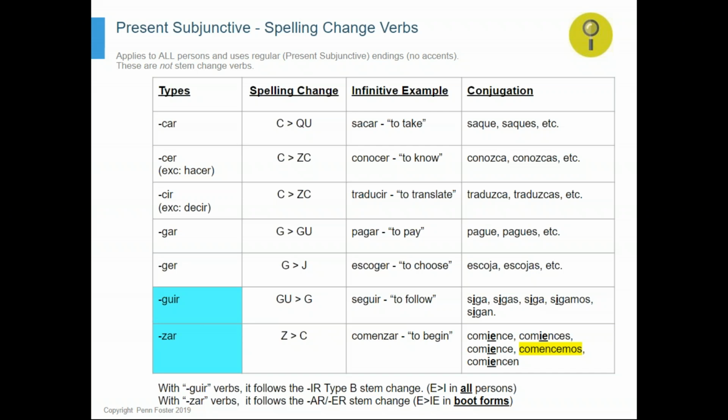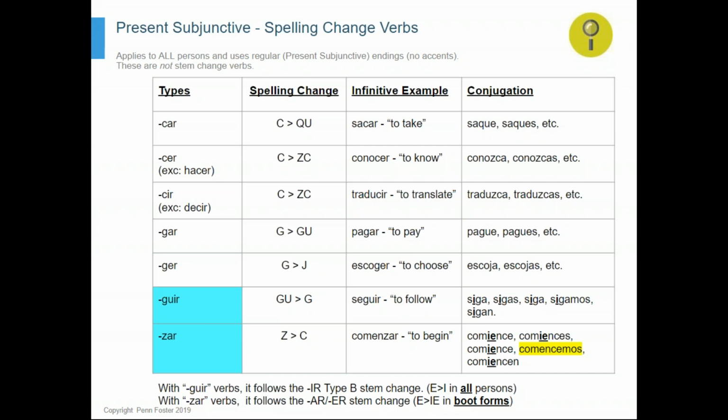And then the 2 that are in that light blue color are just like jugar. Okay, they have 2 things going on, both a stem change and a spelling change. So the spelling change is shown to you here on this chart: GU changing to G, removing the U, and Z changing to C. But what you can see underlined on the very right side of those 2 is the stem change as well. Seguir, the E becomes an I, and since it's an IR verb, it would be that type B where it's E to I in every person.